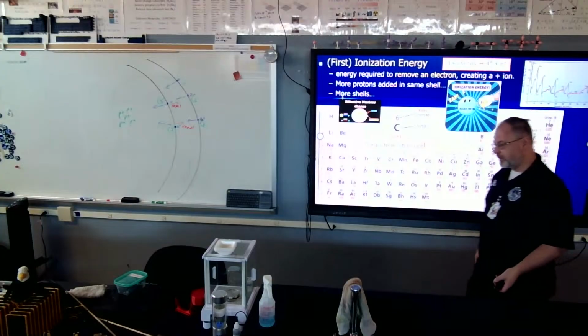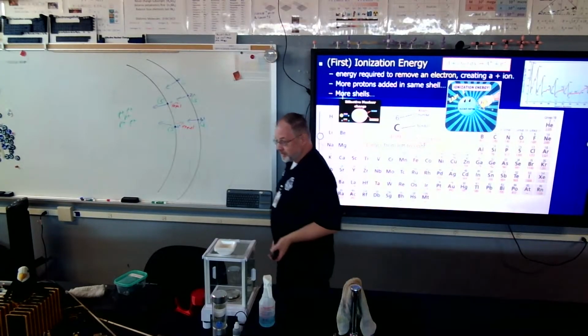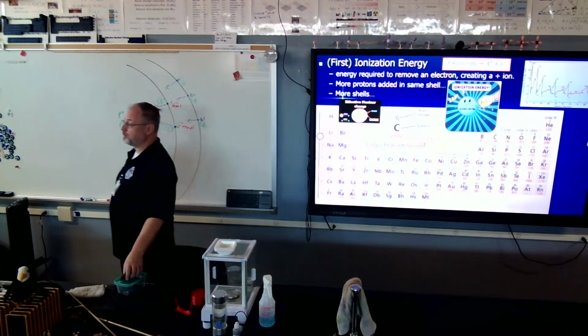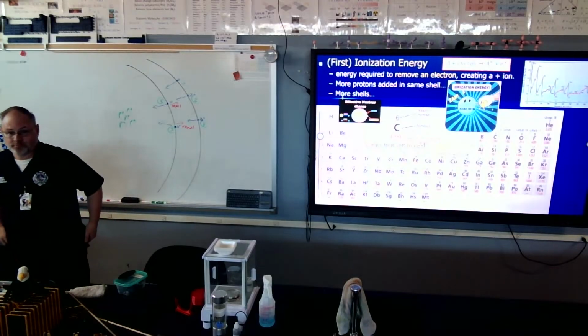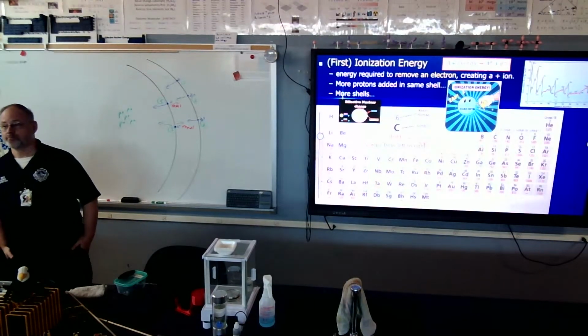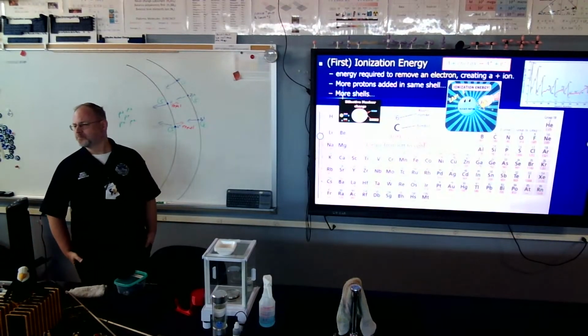As you have more protons, but the same amount of shielding, it becomes harder to remove an electron, because there's more protons. How come when you go down a slide you get shocked?